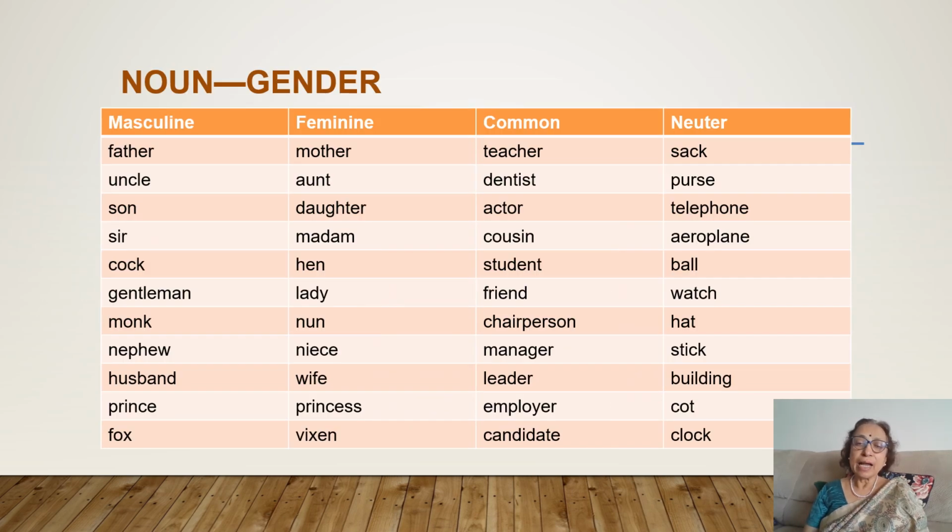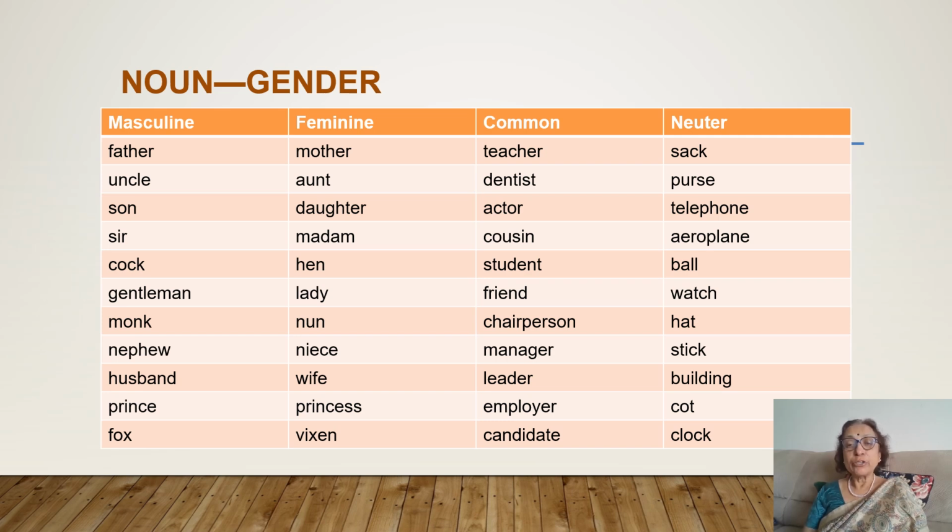This video, as I told you at the beginning, has two units. One is number, which we did earlier. Now we move on to the second part, and that is gender. Fortunately, in English, almost all the nouns which are inanimate do not have gender. Human beings and animals have gender.